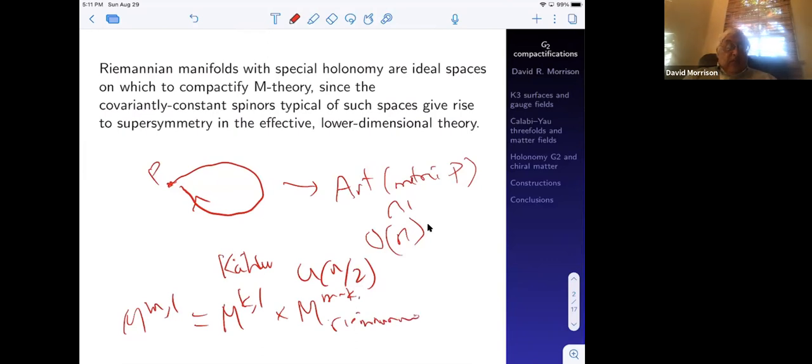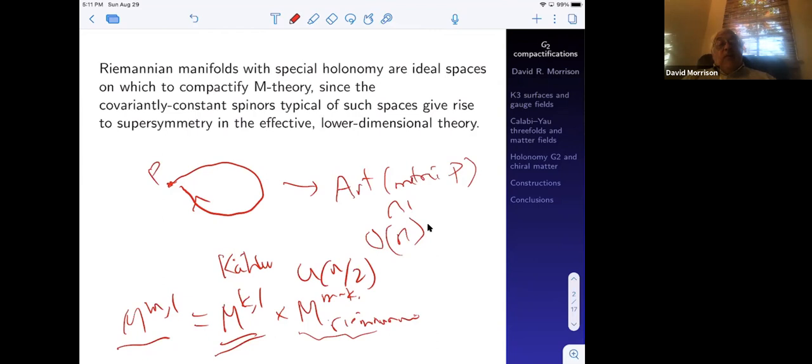And if I want supersymmetry of the parent high dimensional theory to induce supersymmetry in the effective lower dimensional theory, then I'm going to need to be able to decompose spinors according to this product structure. There are more general compactifications you can do in which the Riemannian manifold might vary over space-time, and then you would need a variant of this construction, but the simplest case is just a product. And in the product case, what we need is a covariantly constant spinor field on the Riemannian manifold.